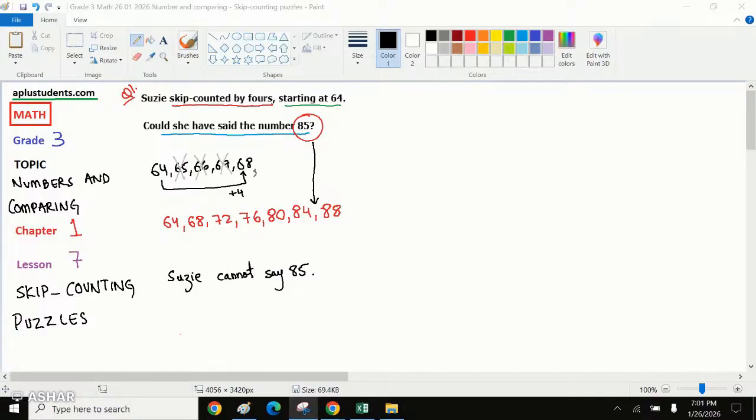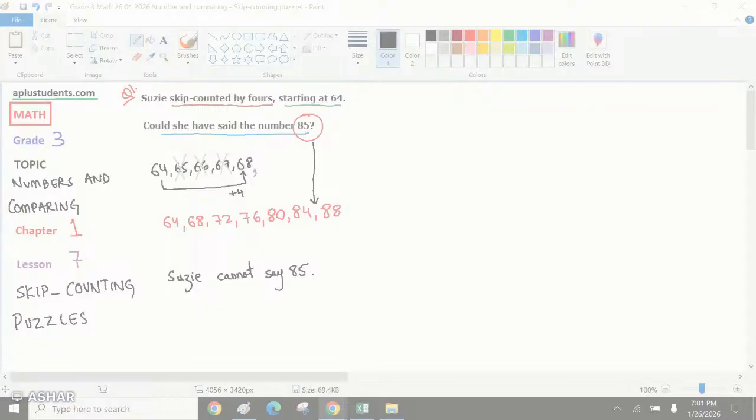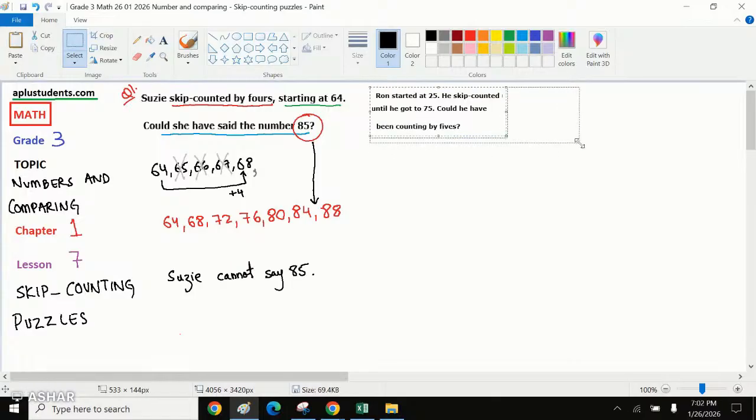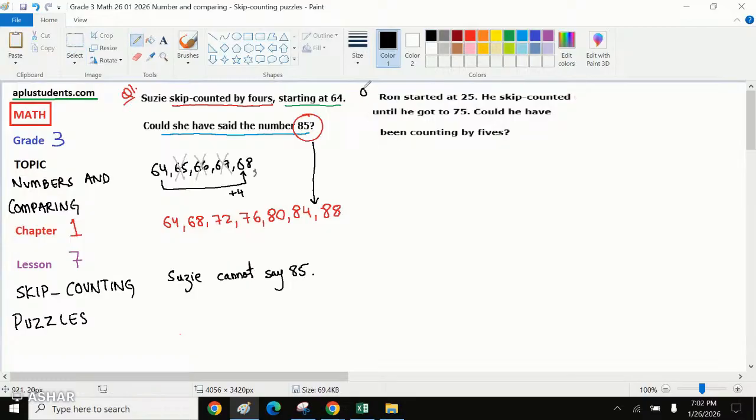The next question says Ron started at 25. He skip counted until he got to 75, right? I'll just rephrase this question. Until he got to 75, could he have been counting by fives? This is our question number 2. What they are saying is Ron is starting at 25. So the starting number is 25 and he skip counted until he got to 75.